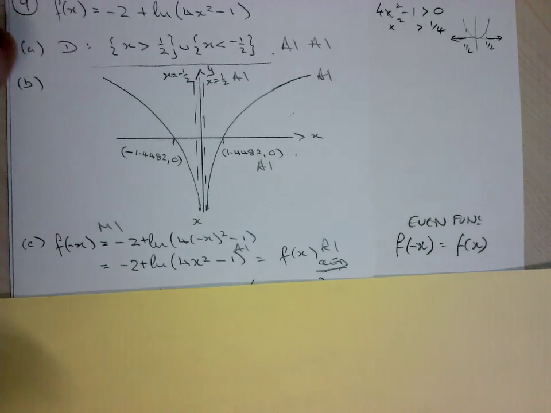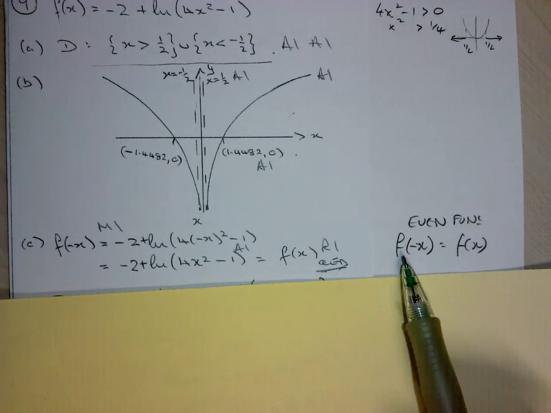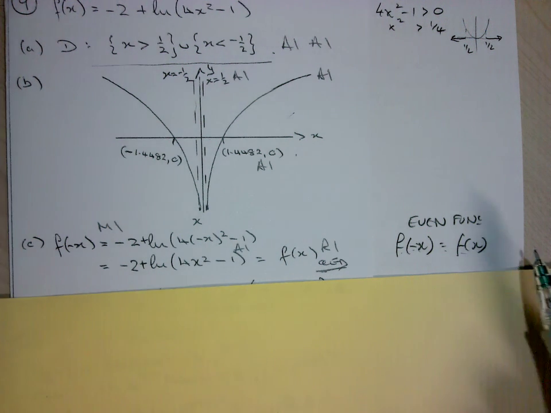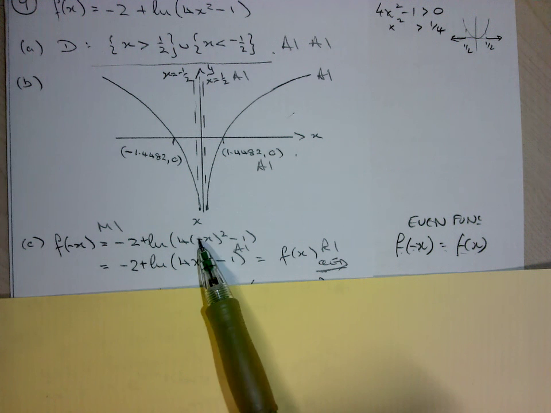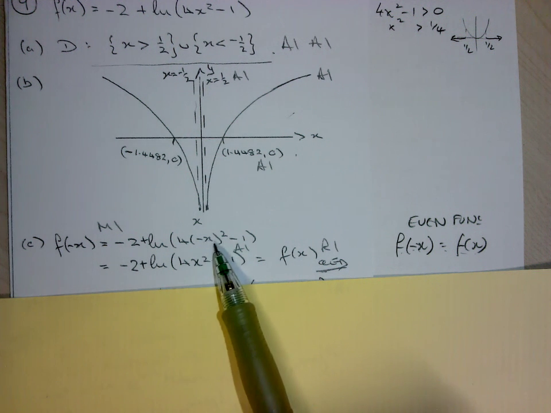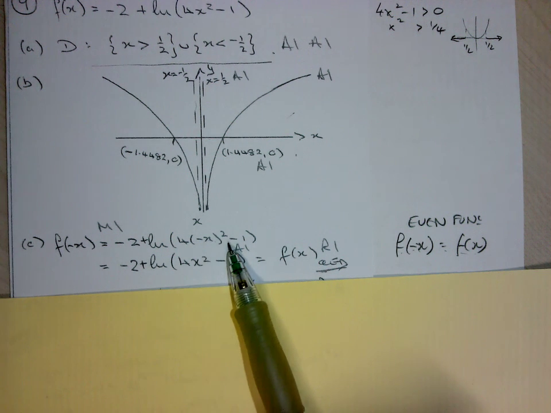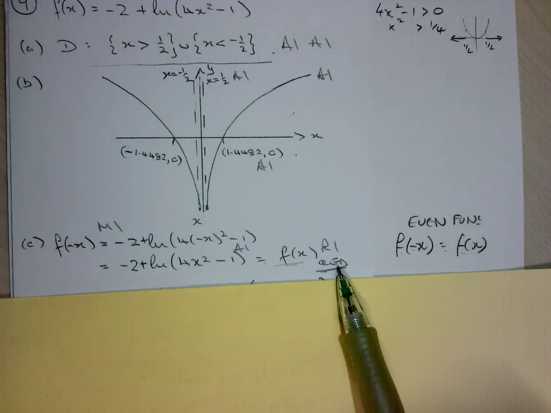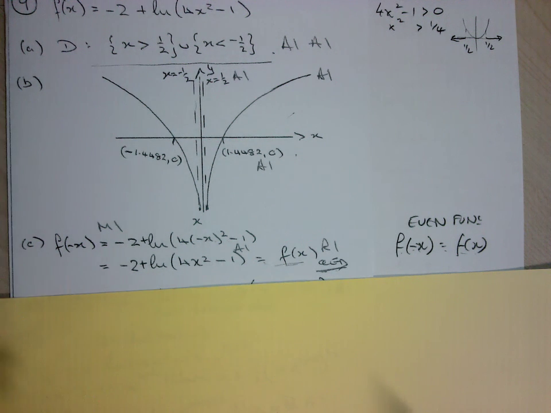Part C, prove that that is an even function. We need to remember the definition of an even function is that f(-x) is equal to the original function. So let's set that up. f(-x), I replace x with -x. I need to show that, so I've got to put in the steps, show that that's equal to this, which is the original function as required. So there's the even function.